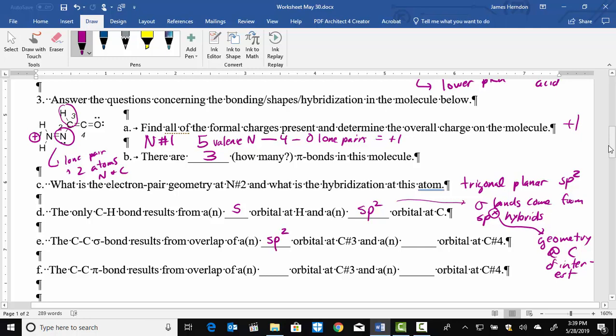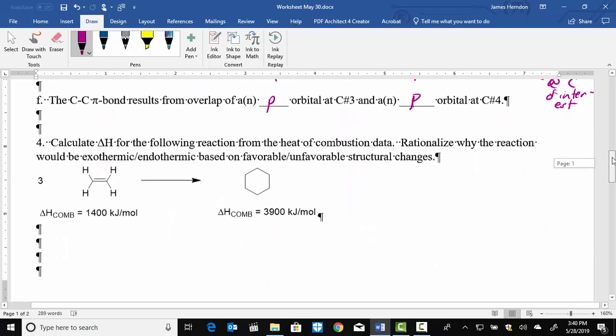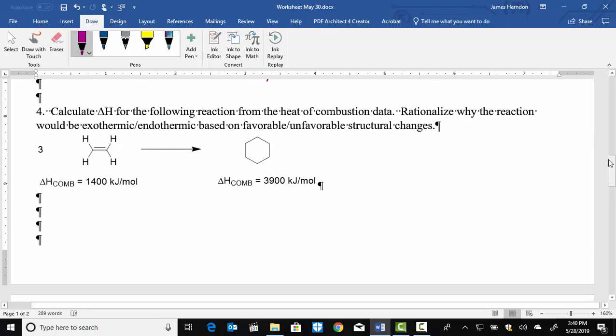Carbon number 4 is linear and sp. So we're going to put sp for this one. Okay, the CC pi bond results from overlap of a p orbital with a p orbital. When we're looking at pi bonds in organic chemistry, these almost always come from p orbitals. Okay, the only exception we'll see is when we have the occasional things with d orbitals.